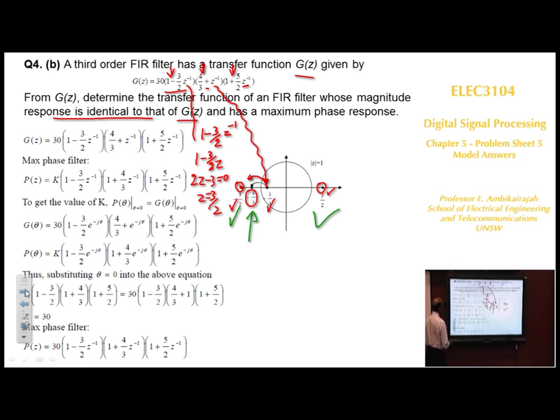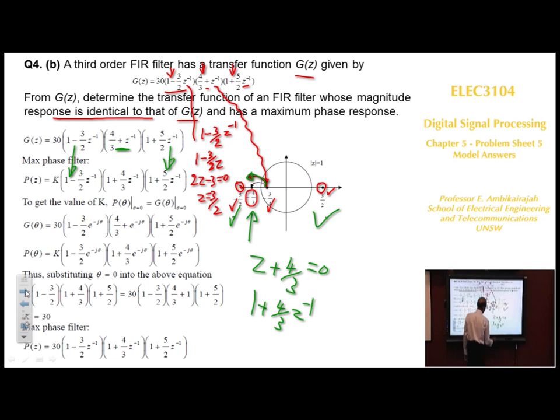So you go back and say, right, you are not going to touch this one, so that's exactly the same as that. You are not going to touch this one, that's exactly the same as that, because they are all outside. But this one you need to change, because you are going to reflect it outside. So it is z plus 4 over 3 equal to 0. That's what it is. So you can rewrite that as 1 plus 4 over 3 z to the minus 1. So that's the root.